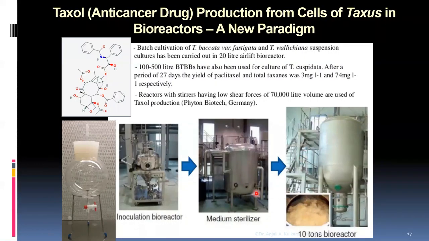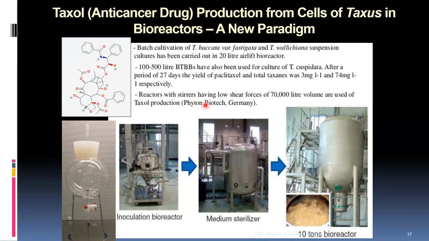So this was the bioreactor that was initially used for the, so this shows the upscaling, how it happens. So initially it is upscaled in these small benchtop type bioreactors. Then it goes ahead and gradually the capacity of the bioreactors is increased. And here you will see that this is a 70,000 liter bioreactor. So it is actually from a company in Germany called Phyton Biotech.